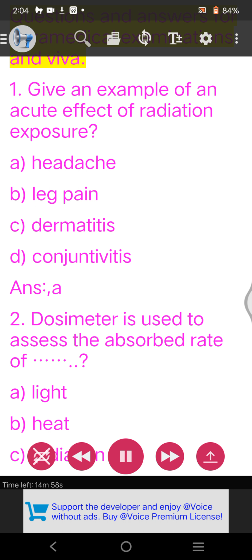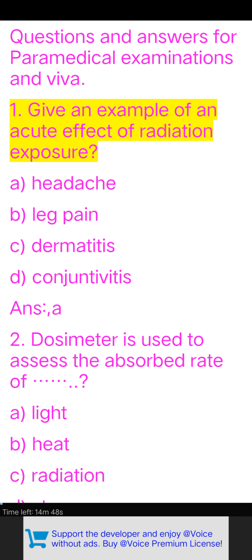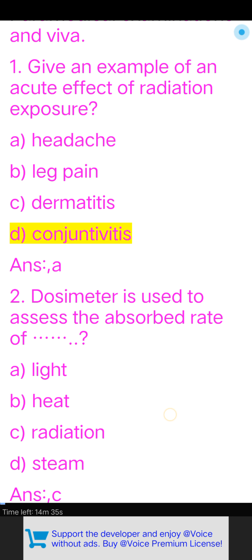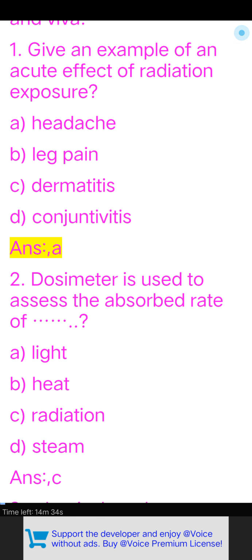Questions and answer words for paramedical examinations in Viva. 1. Give an example of an acute effect of radiation exposure. A. Headache. B. Leg pain. C. Dermatitis. D. Conjunctivitis. Answer. A.